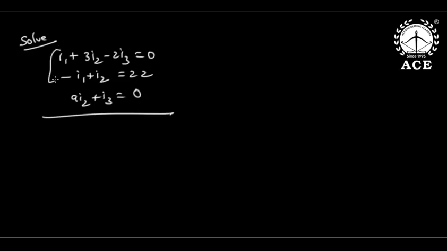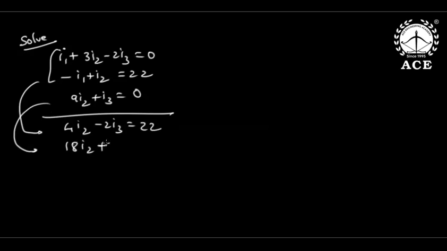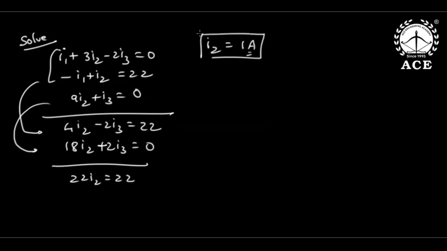Now first I will add these two. If I add these two, 4I2 minus 2I3 equal to 22. Then I will multiply the third by 2: 18I2 plus 2I3 equal to 0. Now finally, if you add these, 22I2 is 22, so I2 is 1 ampere. Once you get I2, from this directly I3 is minus 9. Very good.